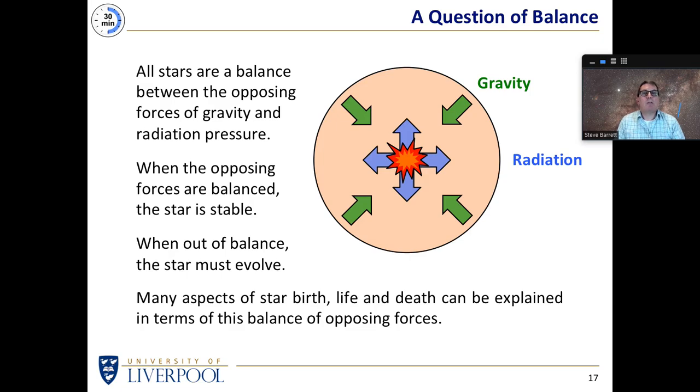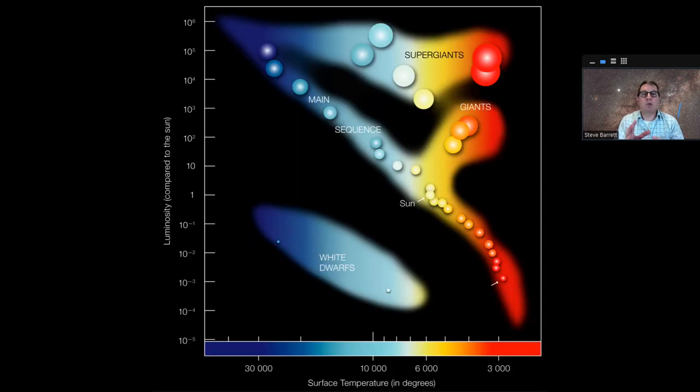Let's have a look at how stars are classified. This will be convenient for what we're about to see in terms of the star's life cycle. It's convenient to plot all the stars that we can see on a scale of luminosity on the vertical scale. This is how bright the star is, not how bright it appears to be in our sky, but how bright it actually is relative to the luminosity of our sun.